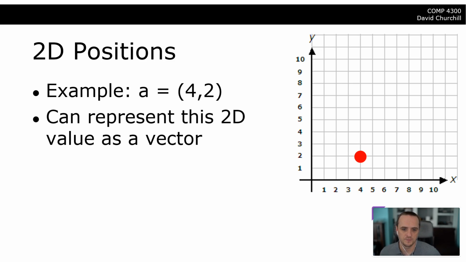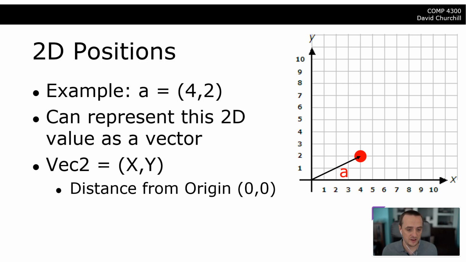So let's look at an example here. Let's say that we have a position 4, 2. So again, 4 in the x direction, 2 in the y direction. What we can do is represent that 2D position as a vector. So we have a vector class now, and that's the vec2 class. The vec2 class is going to have elements x and y. So for this case, if we had a equal vec2, 4, 2, this is the vector from the origin to the position 4, 2.